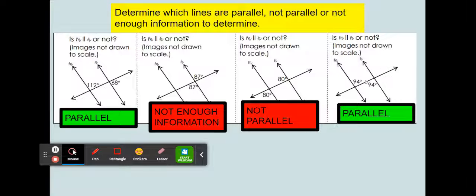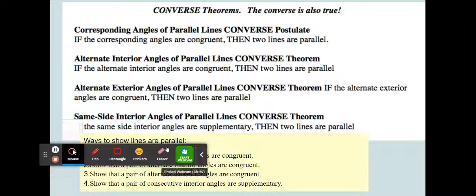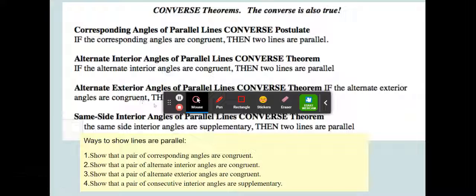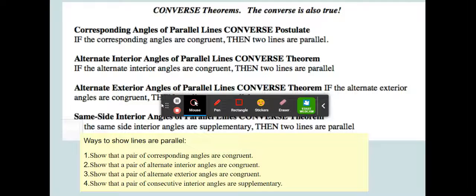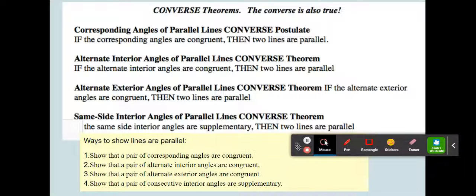And finally, the last one, these pair that are 94 degrees are alternate interior angles. They are on alternate sides of the transversal. Interior, they are inside the parallel lines. Since they are congruent, those lines are parallel. All right, slide 9 gives you a little bit more information about the converse theorems. Again, ways to prove that lines are parallel.